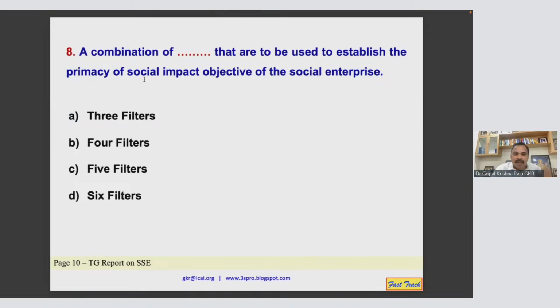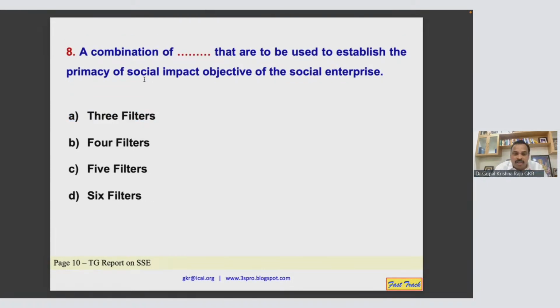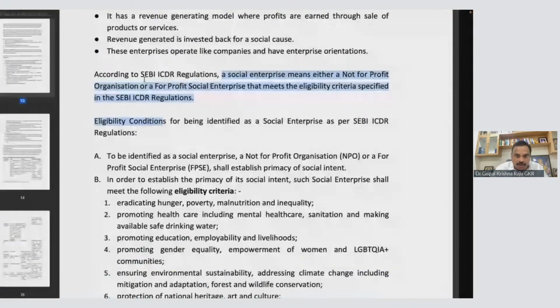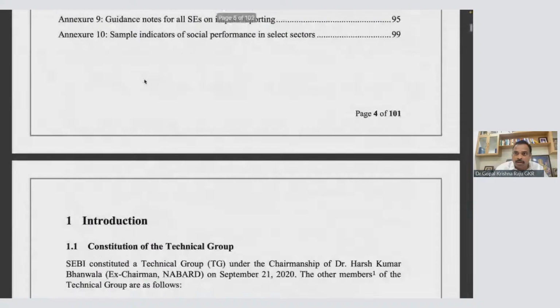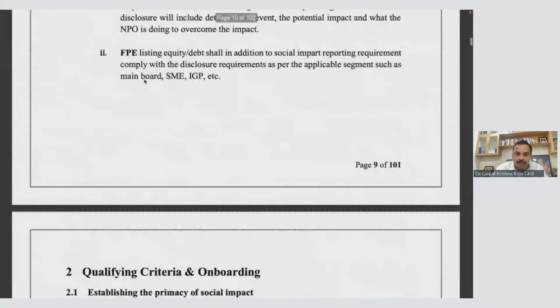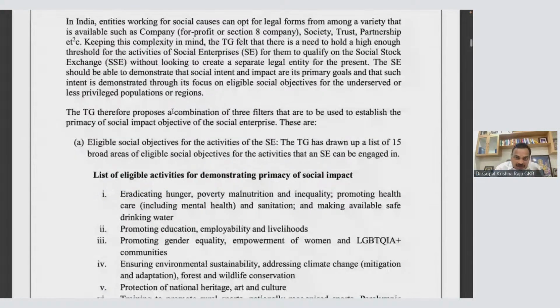Now I'm going to take you to what is the social intent. What is POSI? Primacy of social intent. Now, this is one place I'm going to take you to a very interesting report. I will take you to a page number, look at this, this is very, very interesting. So how do you establish this POSI? Okay, so the combination of a 3 filter test.